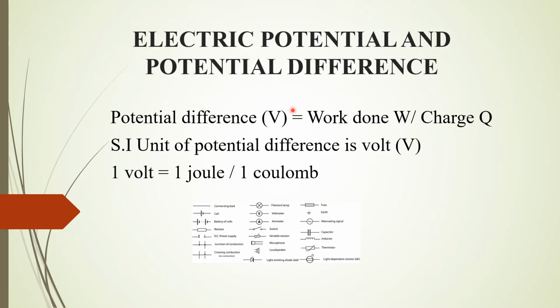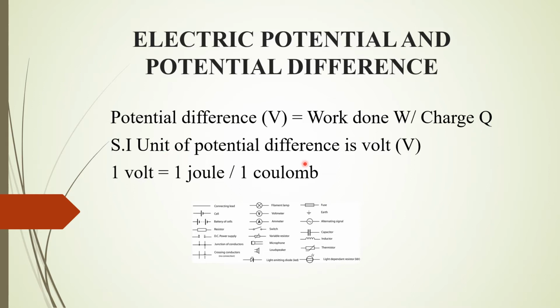Now let's learn the electric potential difference definition. The electric potential difference between 2 points in an electric circuit is the work done in moving a unit positive charge q from one point to another point. So the potential difference is work done divided by charge q. So V is equal to W by q.